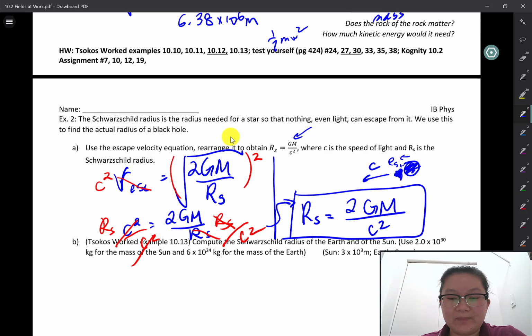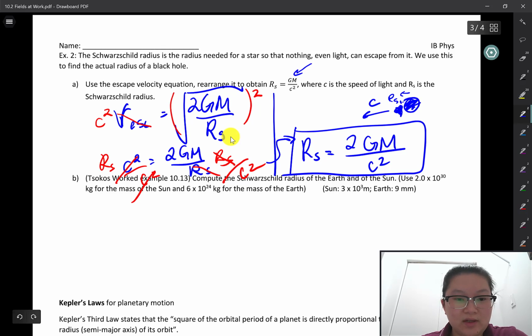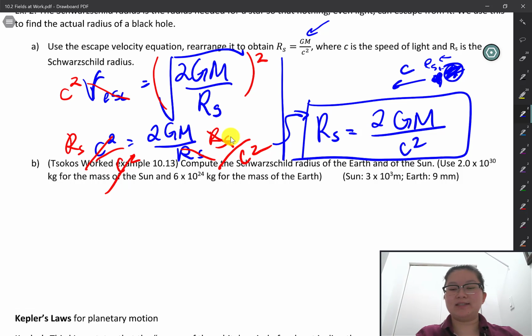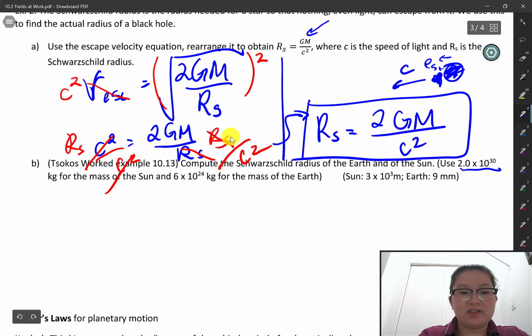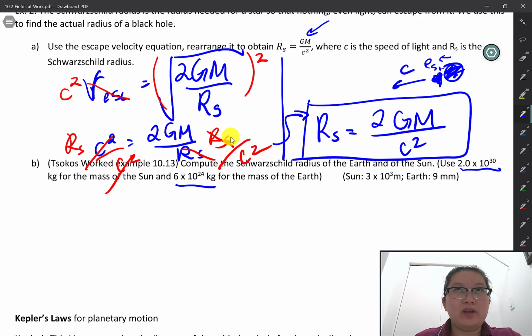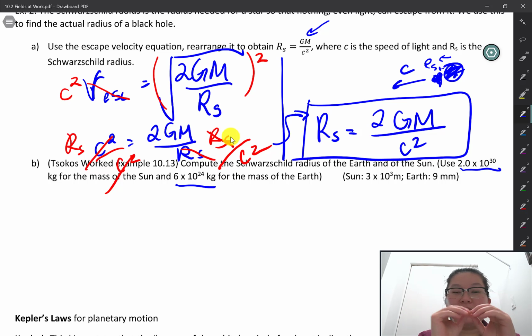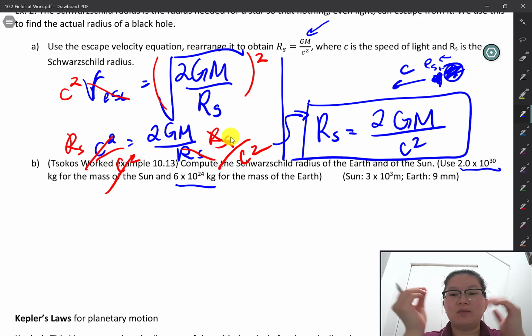So let's see how we can use this. This is also in your textbook, if you have a SOCOS textbook. We want to compute the Schwarzschild radius of Earth and of the Sun. We will use this mass for the Sun and this mass for the Earth. So basically, we are saying that if we had to compress the Earth to a very tiny ball of mass, how big would it be, or what would be the radius from the center to the surface? And the same thing for the Sun.